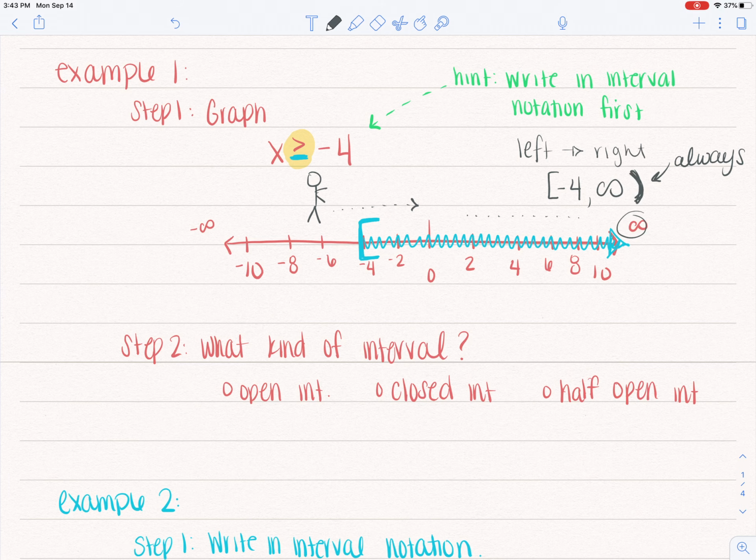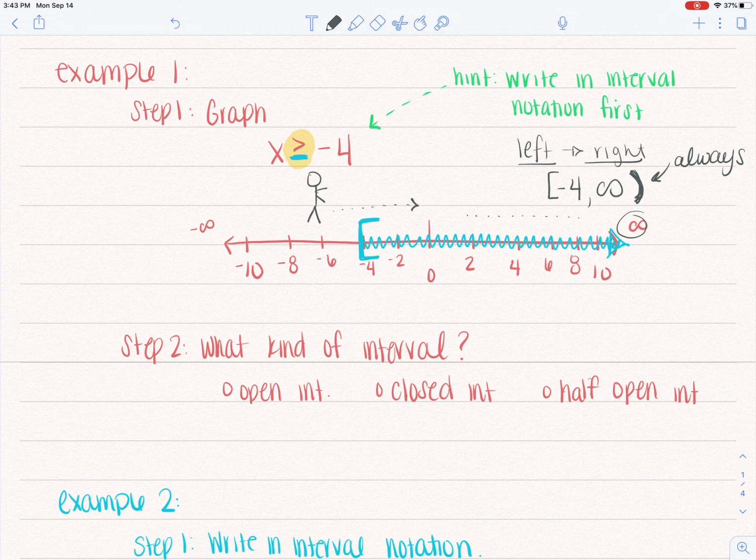Infinity is always going to get a parenthesis. You are also always going to write from left to right in interval notation, which means sometimes infinity will be first and sometimes it will be second. Negative infinity will always come first. Positive infinity will always come second. But if you remember the order from left to right, based off the graph, you'll be good to go.